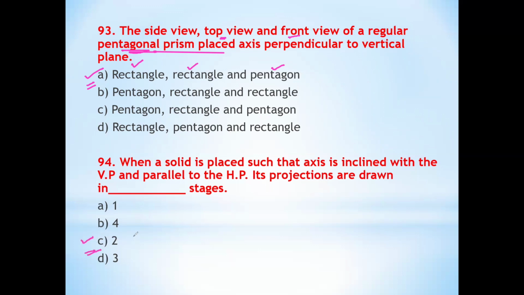When are we going to complete it in three stages? When the solid is inclined with respect to both the planes, meaning HP and VP, at that time we complete it in three stages. So here option C will be correct, because its projection is drawn in two stages. Okay, we'll see the next one.